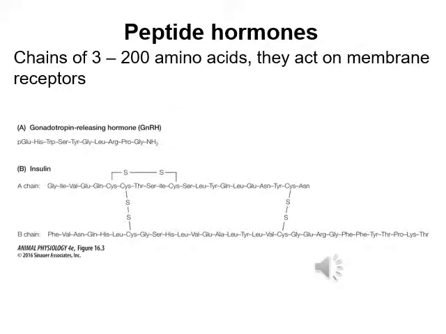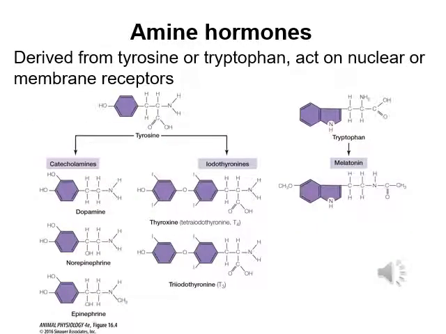Peptide hormones are chains of 3 to up to 200 amino acids. GnRH and insulin are shown here. Peptide hormones are water-soluble, and they act on membrane receptors. Amine hormones are derived from amino acids. The most important classes are derived either from tyrosine or tryptophan. The two major classes derived from tyrosine are catecholamines and iodotyronines, or the thyroid hormones.